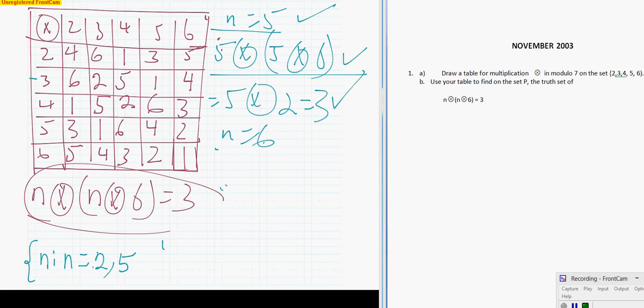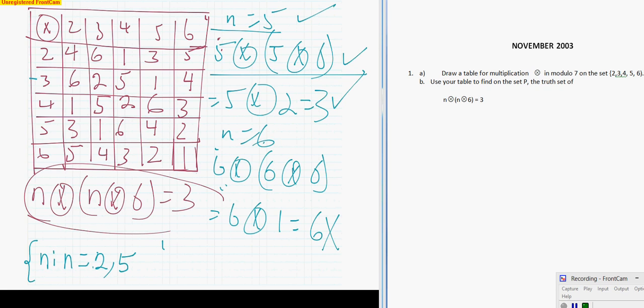So n is equal to 6, that means 6 ⊗ (6 ⊕ 6), which is equal to 6 ⊗ 1. I think the question is probably not properly set, because 6 ⊗ 1 is not part of the choice. But generally we know 6 ⊗ 1 is equal to 6, and in modulo 7 it is 6. So this is also not going to be part of the solution. So that means your solution is n such that n is equal to 2, 5. Alright, so that's it.